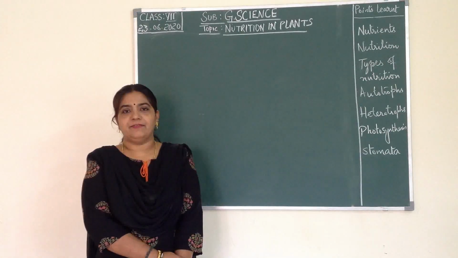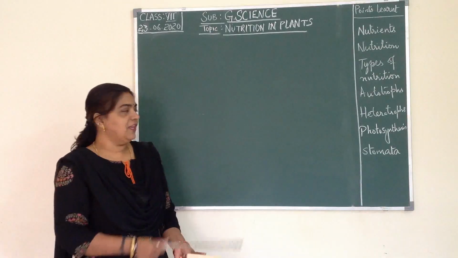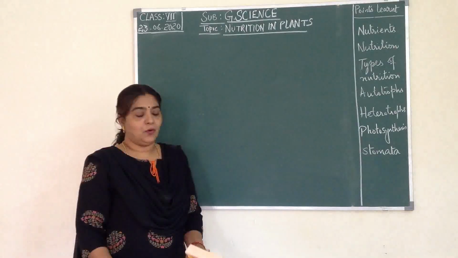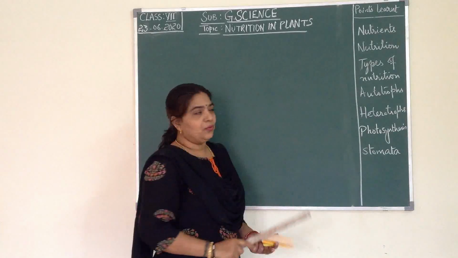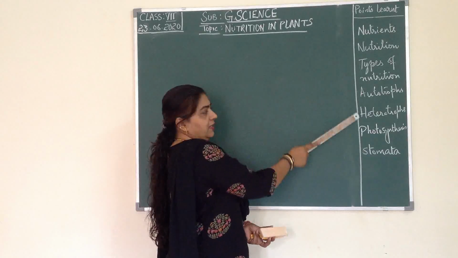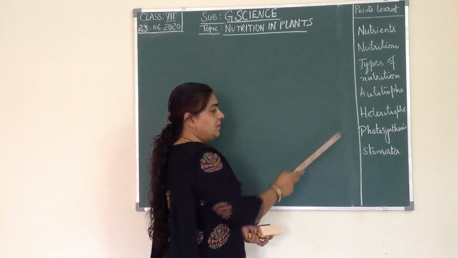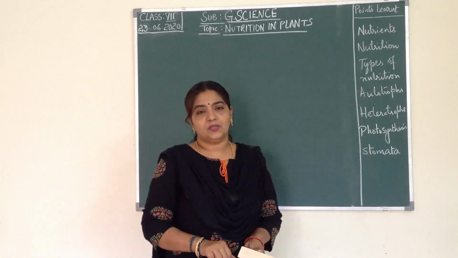We started with the first lesson, nutrition in plants. In that video, we learned all these points. I hope you remember. I hope you have understood also. So we learned what are nutrients, what is nutrition, and types of nutrition. And in types of nutrition, we learned autotrophs and heterotrophs, and we learned what is photosynthesis and what are stomata.